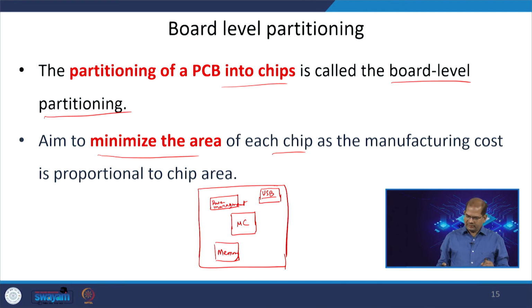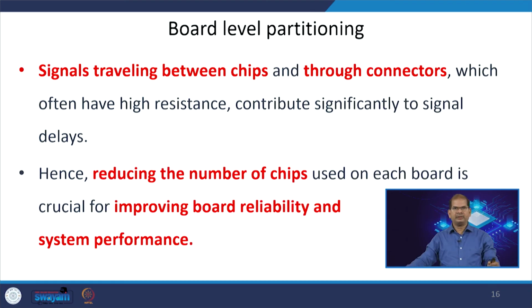So, the overall system performance can be optimized, and the number of pins on the board will be optimized. Whenever I am doing board level partitioning, the signal travels between the chips and ICs through the connector, which often has high resistance. That contributes significantly to the signal delay, which means the critical path delay in the board.